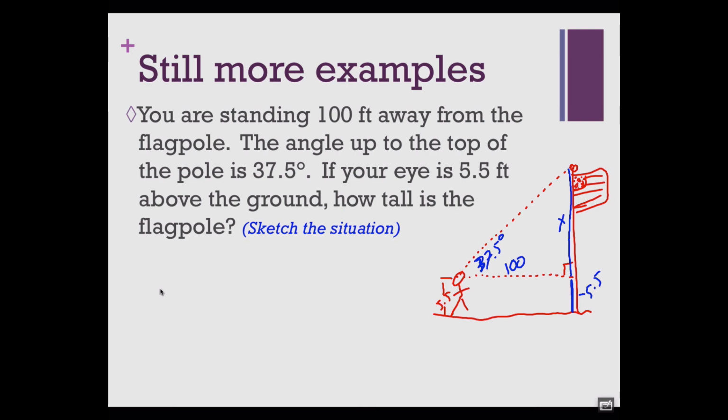As always, when you're done, ask yourself, does this make sense? That flagpole is probably not 6 feet tall. It's also probably not 1,400 feet tall. You have an answer? A question. Yes? So the equation would be tangent 37.5 equals x over 100. You got it. Got an answer? Hold on. Give everybody a chance. Check with your neighbors, see if they got the same answer.